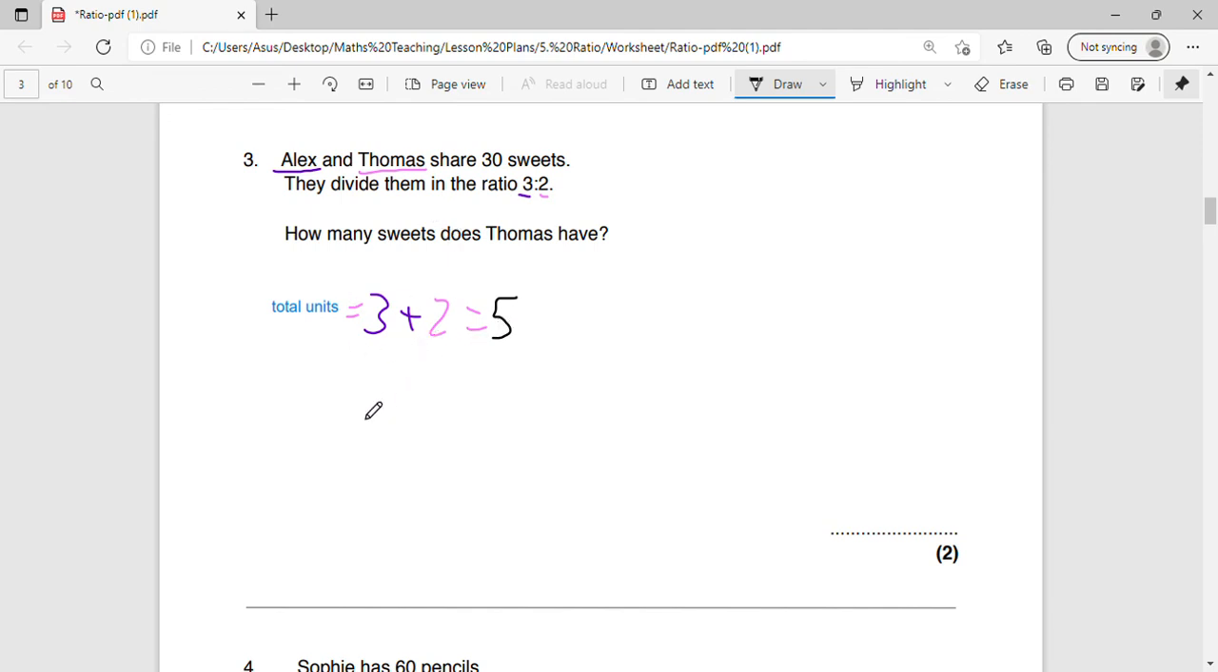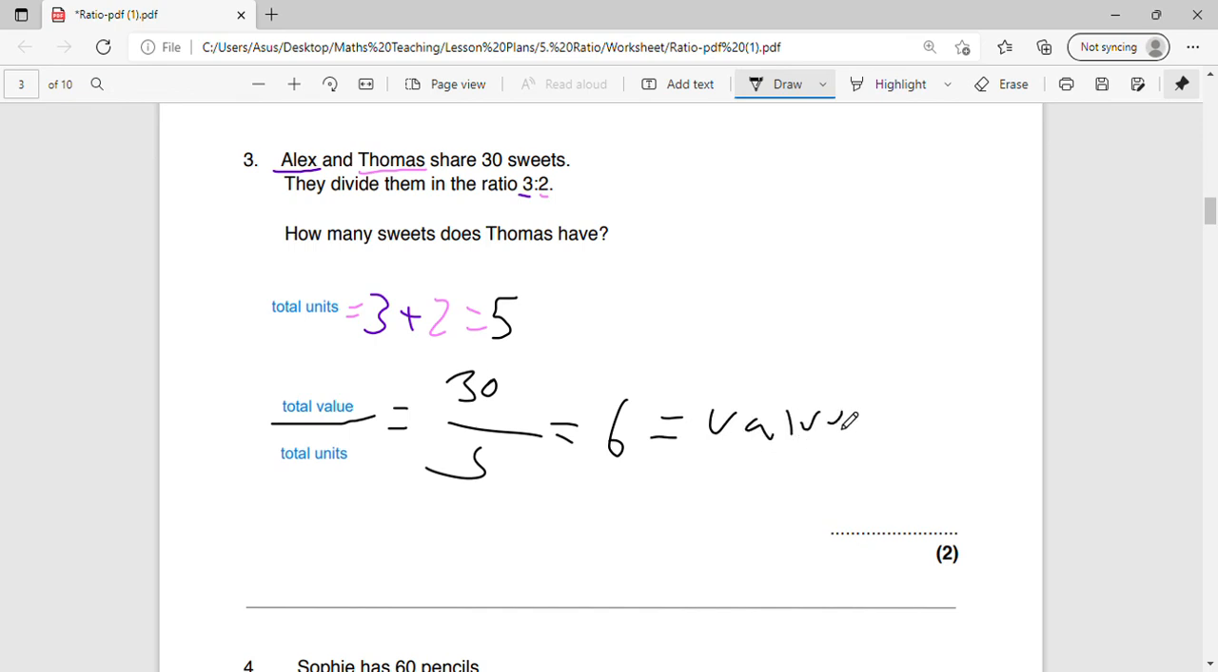So total units is going to be 5, and we know the total value is 30. So we're going to do total value divided by total units, which is going to equal 30 over 5. It's going to equal 6. It's going to equal the value of 1 unit.